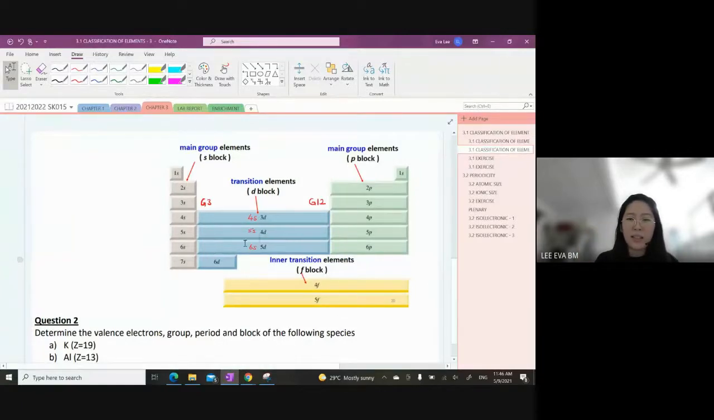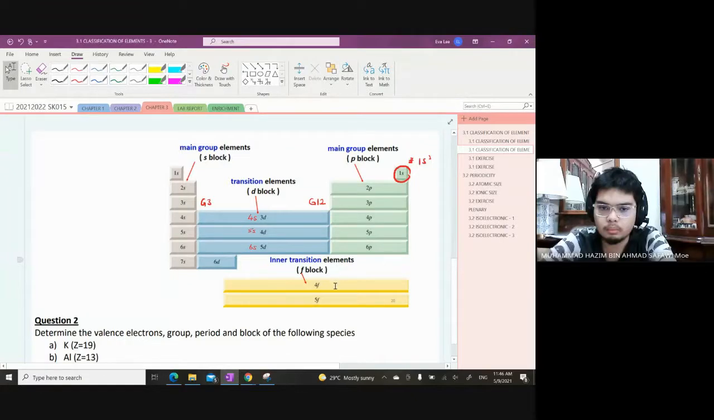Okay. For 1s it is an exception, because there are only 2 electrons for helium, so we can't classify it as P block. But the last electron enters 1s2, the s orbital. So only helium, which comes from group 18, belongs to S block. This is an exception. Yang lain semua ikut block P, block D, block S, block F. So we repeat again.